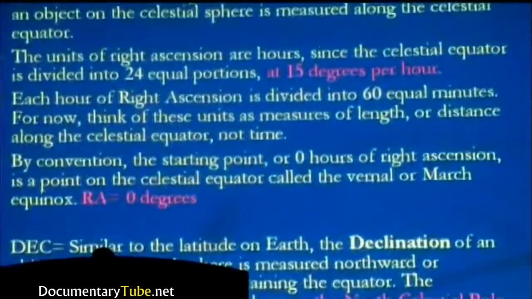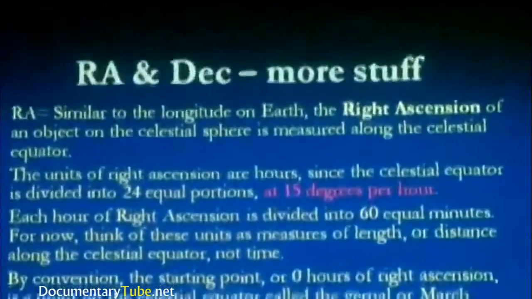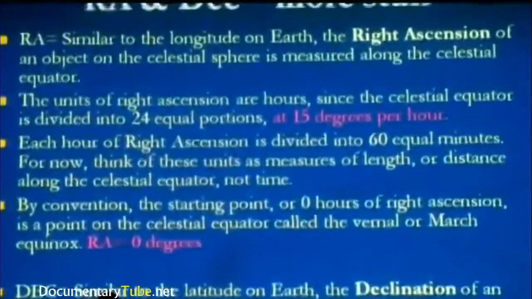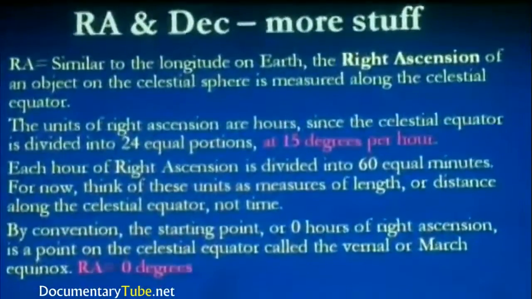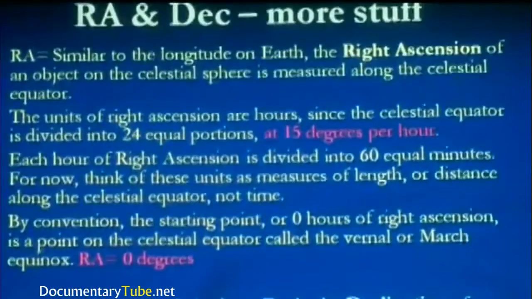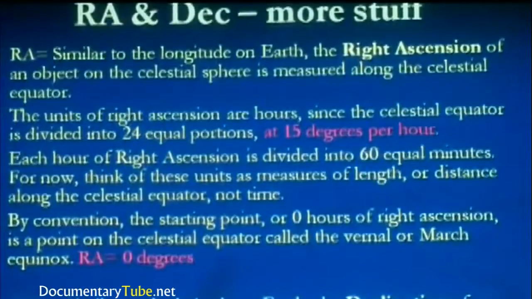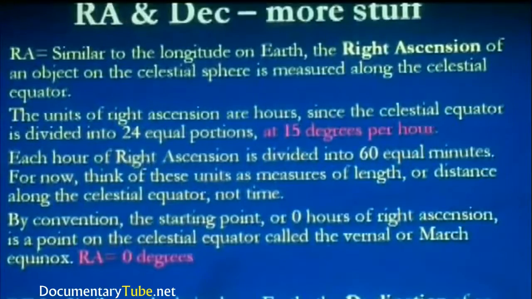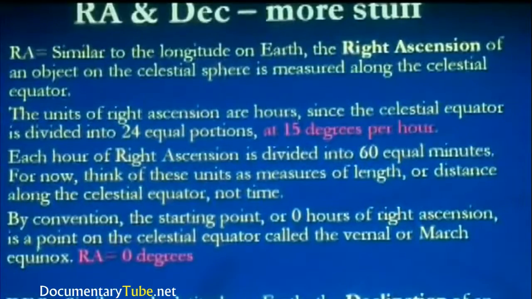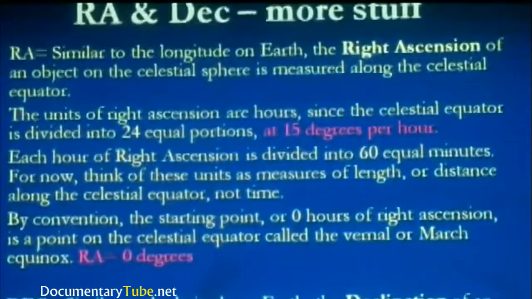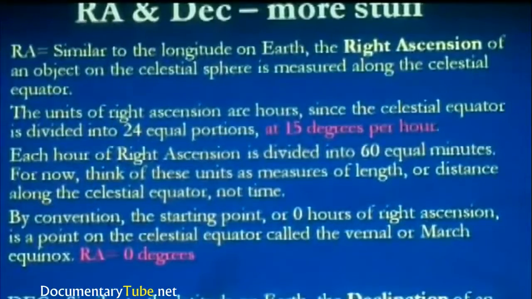Okay, so I know this sounds a little bit confusing, but we're going to make it very simple. Right ascension is similar to the longitude on the Earth. The right ascension of an object on the celestial sphere is measured along the celestial equator. So think about longitude. Longitude lines run north and south on the Earth. So if you were to look at the sky and divide it up, right ascension is going to be those pie slices of the sky that line up with longitude. But unlike longitude, we're going to talk about those in terms of hours and minutes.